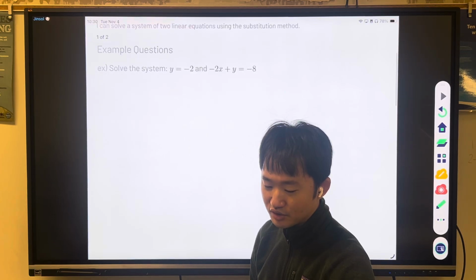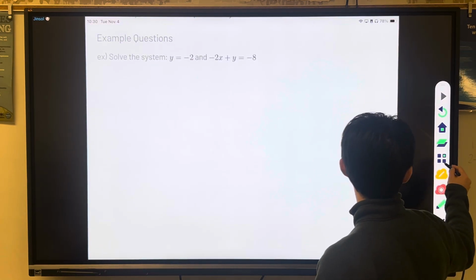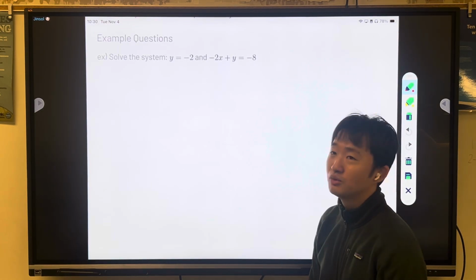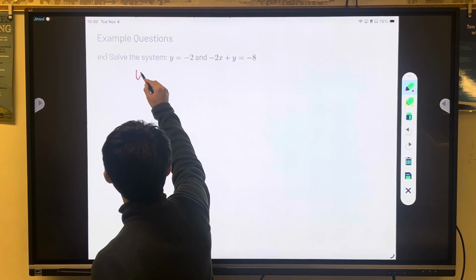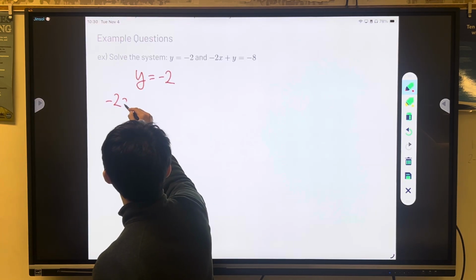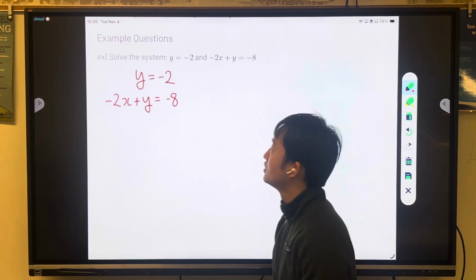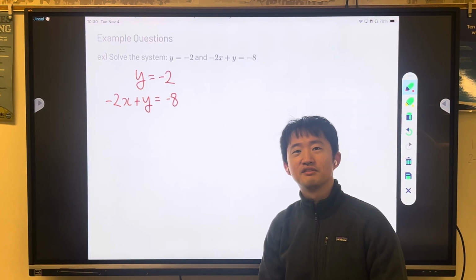Let's try the example question. Solve the system y equals -2 and -2x plus y equals -8. Well, let's write them side by side on top of each other first. So this is relatively an easy question because one of the variables is already given for us.